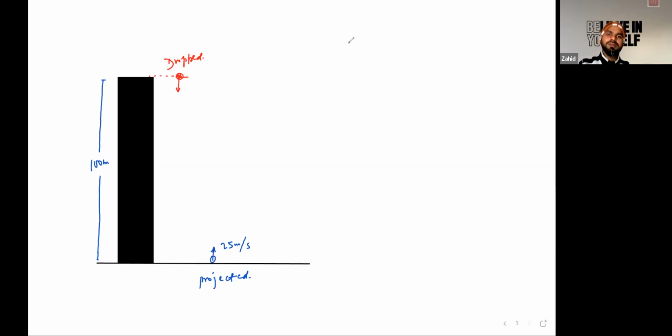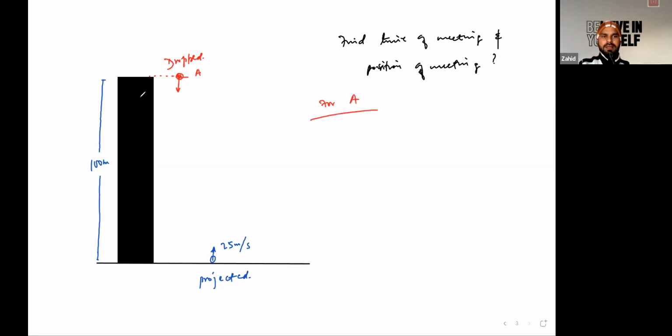So you'll be asked to find the time of meeting and the position of meeting for two different bodies. So let me start with this part. Let's say this is A. For A, take this particular point of the thrown-off body to be the origin, and define each term with respect to this point as origin.